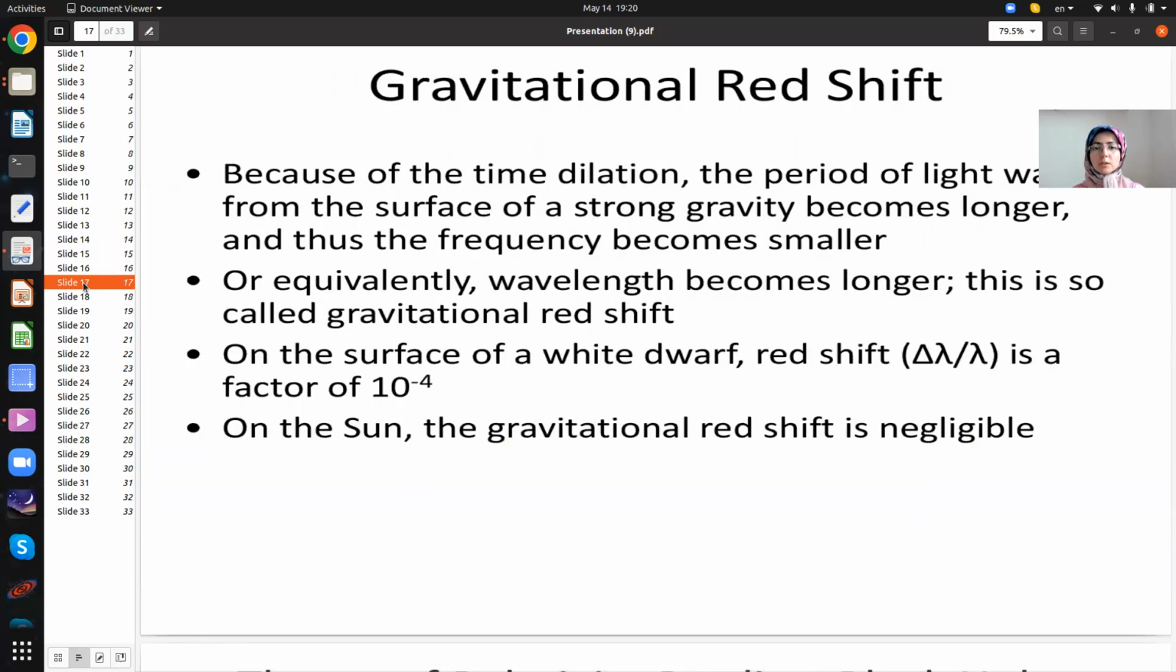Gravitational redshift. Because of time dilation, the period of a light wave from the surface of a strong gravity source becomes longer, and thus the frequency becomes smaller. Or equivalently, the wavelength becomes longer. This is the so-called gravitational redshift. On the surface of a white dwarf, the redshift, delta lambda over lambda, is on the order of 10 to the power minus 4. On the sun, the gravitational redshift is negligible.